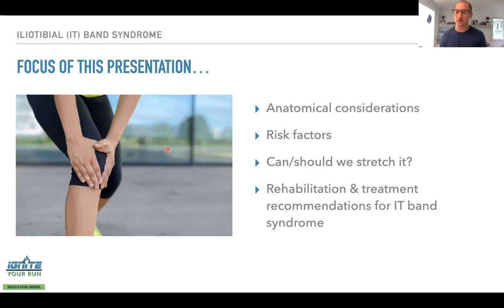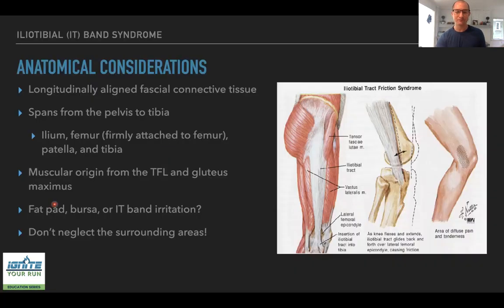And lastly, we'll end with some rehab and treatment recommendations for the IT band, whether it's rehabbing this or trying to reduce the likelihood of suffering from this injury. What are some specific things we need to do on a regular basis just to stay on top of it?